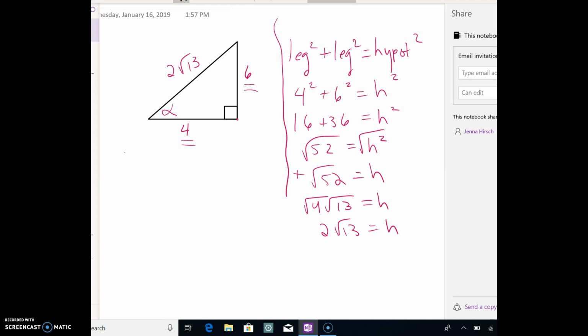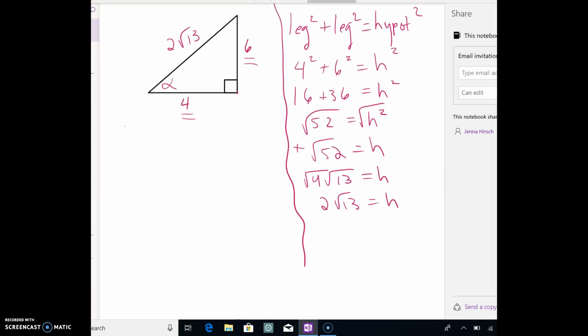Now that we have all the sides, we can fairly easily figure out what the 6 trigonometric ratios are. Okay, so the sine of alpha. I don't know if I mentioned this, but alpha is the first letter of the Greek alphabet, also called alpha. That's where we get the term alphabet from. So the sine of the angle alpha, which is what we're looking for here, is equal to the side opposite of it, which is 6, divided by the hypotenuse, which is 2 square root of 13.